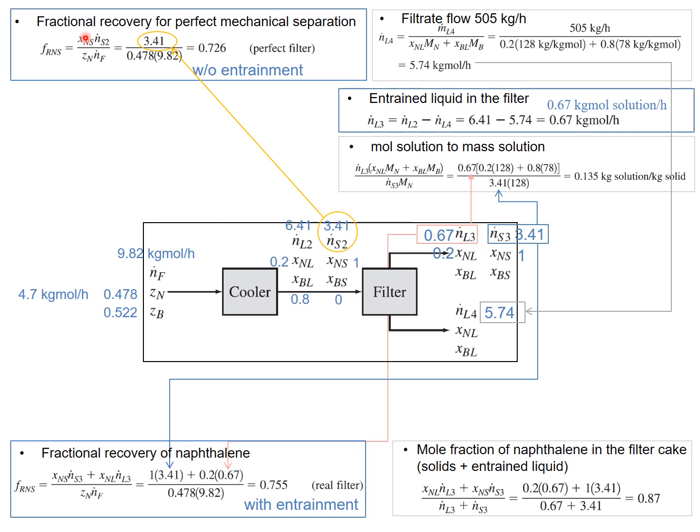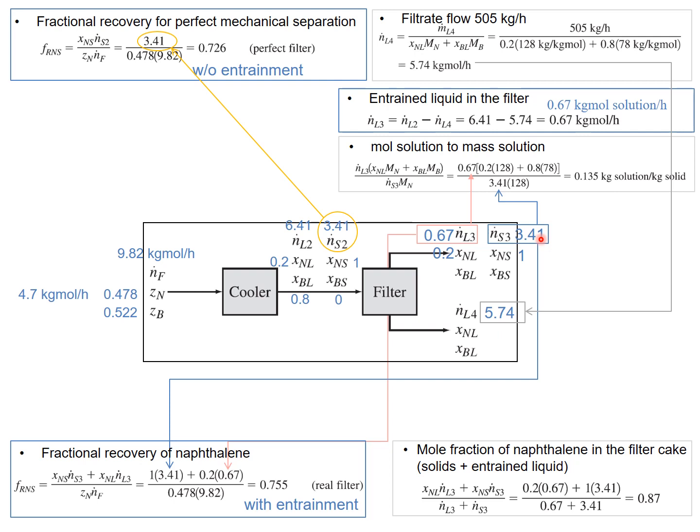So we should check the amount of solid after the filter, but I have said as of now I don't want to think about entrainment. Then it means in the final output stream we have only solid, and the solid amount would be 3.41 before the filter, right? Because every solid content should be in the filter cake. So 3.41 is going to 3.41.